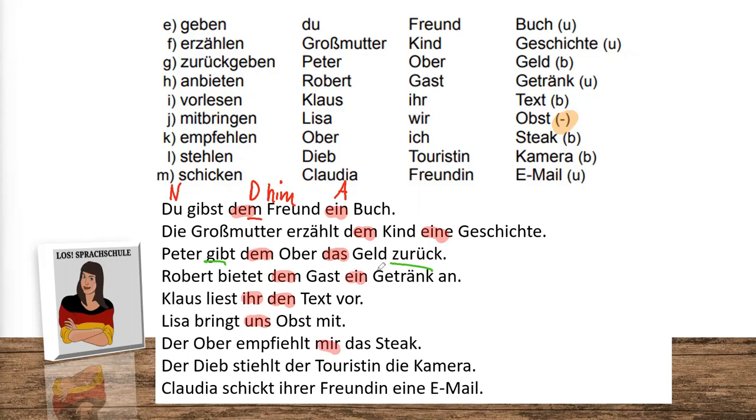Mir, dative. Ich is nominative, and mir is the dative option. The waiter recommends me the steak.